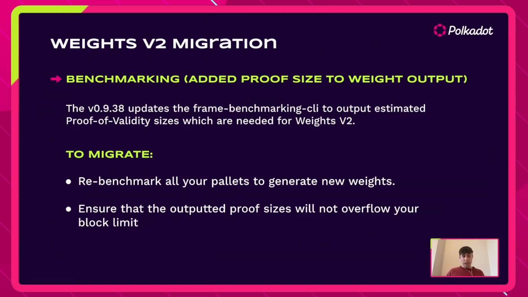And what people had to do here, the people that had nodes already or some pallets, was re-benchmark all the pallets to generate the new weights using this tool. And also at the same time, ensure that the proof size will not overflow the block limit. So check that all the weights make sense and do not overflow the limit that the block has.